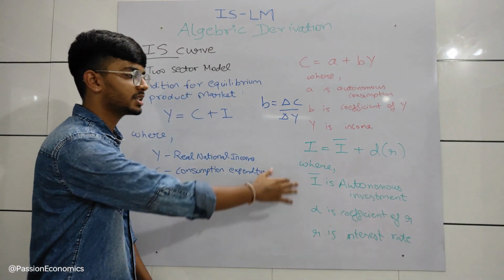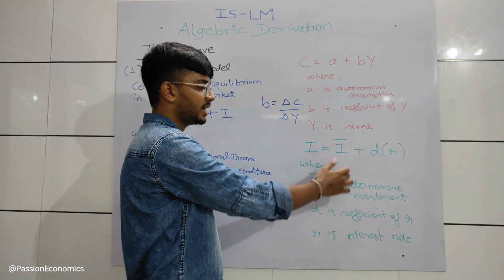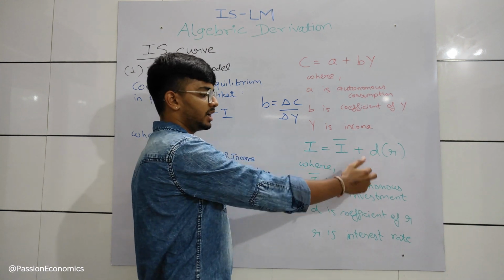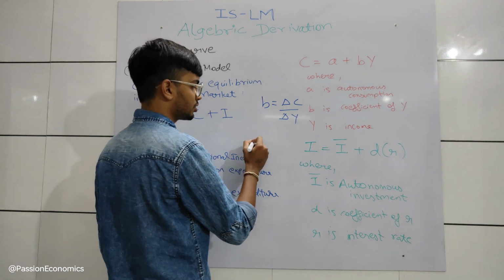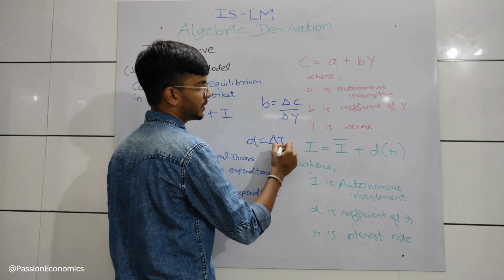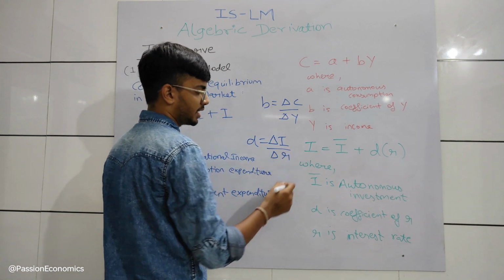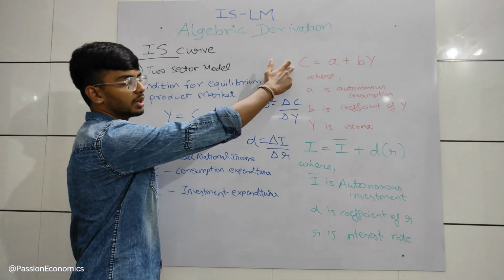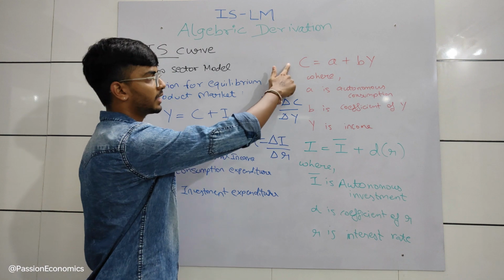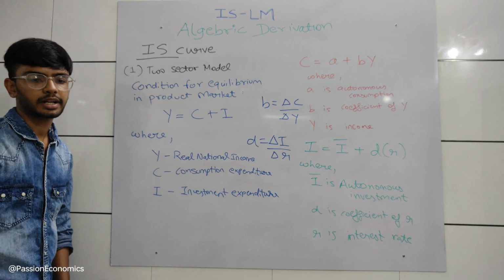I equals I bar plus dr. Here this is the investment function, where I bar is autonomous investment, d is the coefficient of r, and r is the rate of interest. So d shows change in investment due to change in interest rate. Here we can see that through both of these formulas we can derive the IS curve in two-sector model.